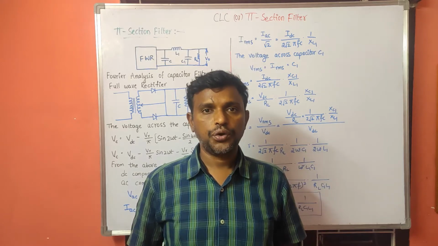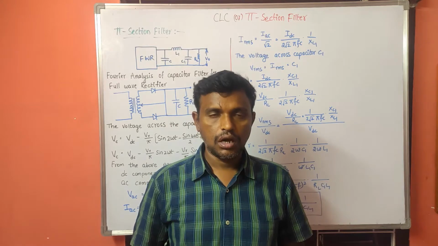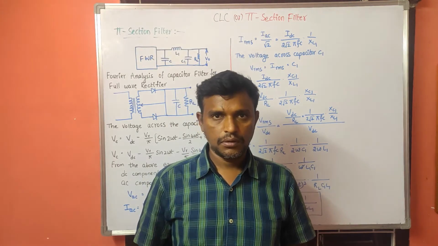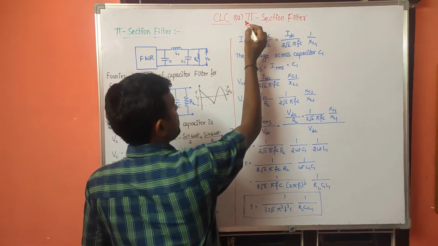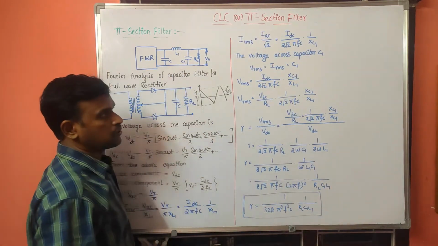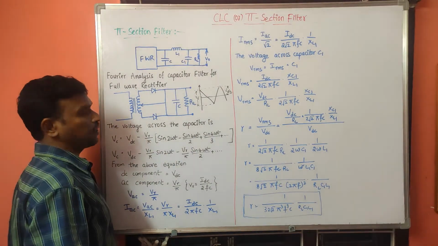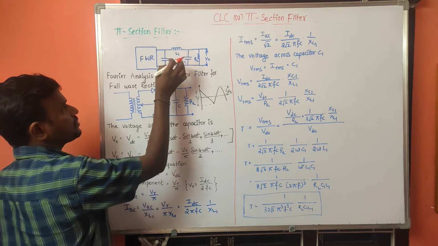Hello everyone. Today I am going to explain about the pi section filter or CLC filter. Okay. So here we have CLC, capacitor inductor capacitor filter or pi section filter. So this is what we are going to see here. So the basic circuit diagram of pi section filter is this one.